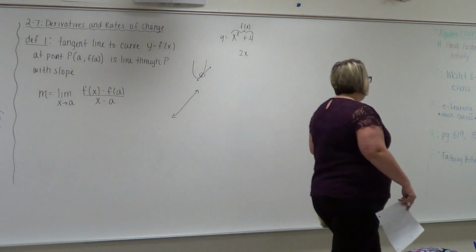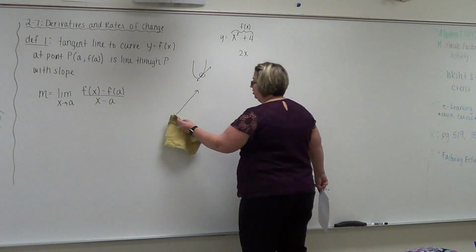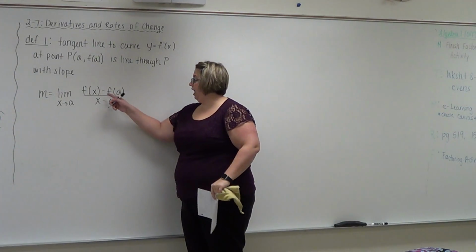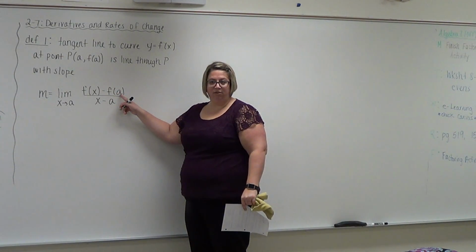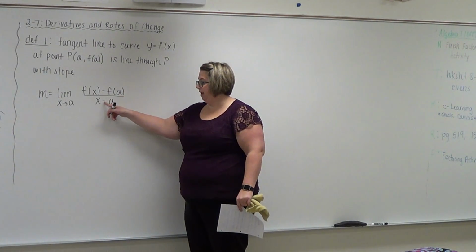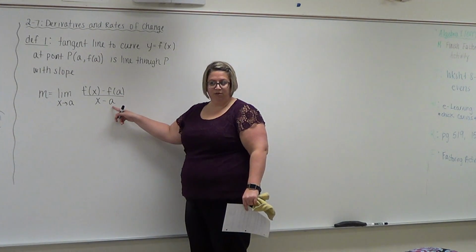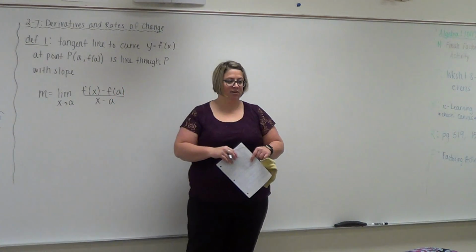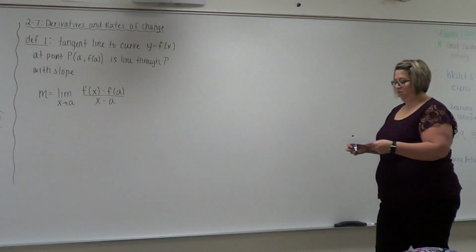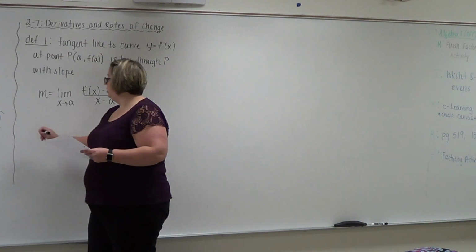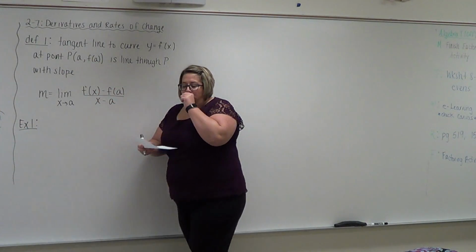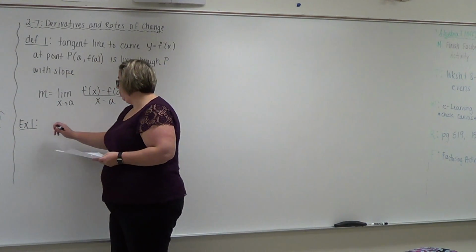Now, don't let this formula confuse you. f of x is just whatever the function is. f of a is what you get after you've plugged in the a value, divided by x minus whatever that value is. They're going to give you a point. They'll give you the equation and they'll give you the point. So let's just do an example. Find an equation.